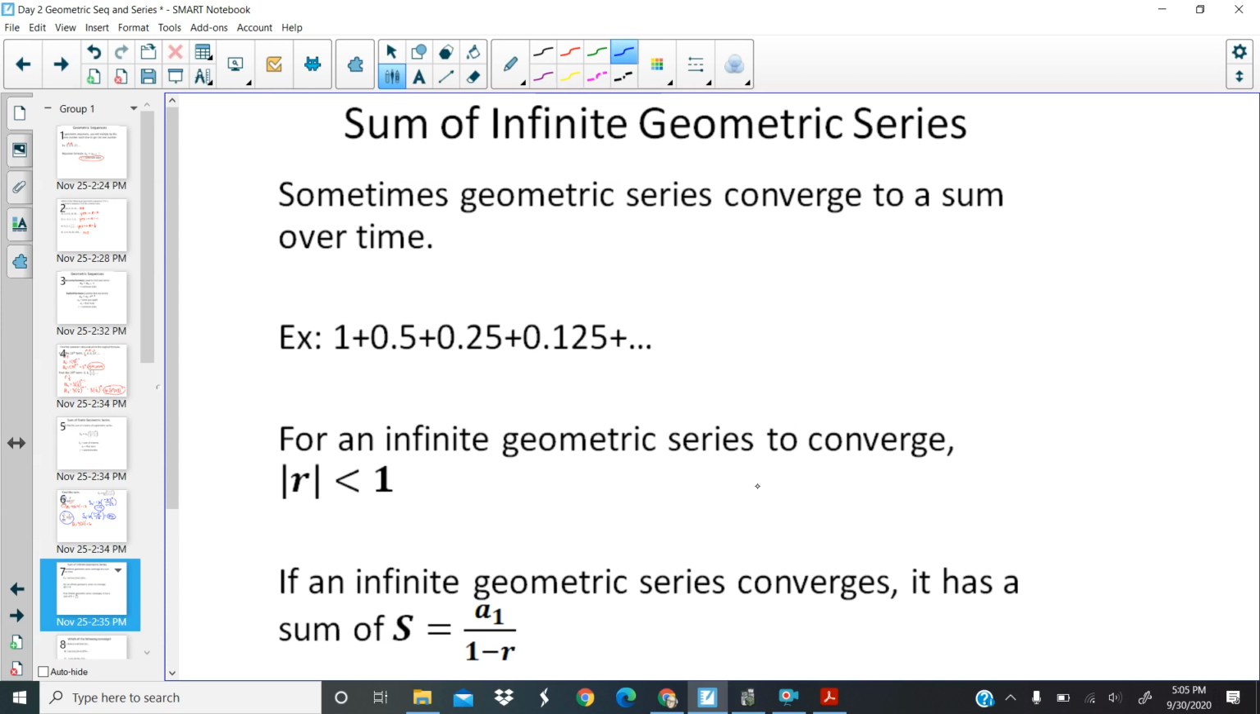So if an infinite geometric series converges, then the sum is written with this formula: S equals the first term divided by 1 minus the common ratio. And that's it. That's the whole formula for that. So you have to determine if it converges first, and then after you determine if it converges, the formula ends up being a little bit easier than when you're finding the sum for a finite geometric series.